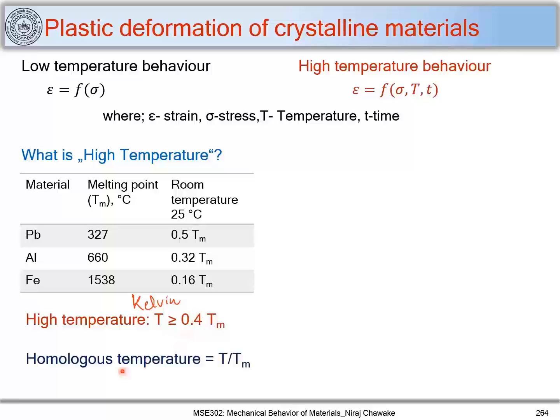And let me define another parameter, which is the homologous temperature. This homologous temperature is nothing but T upon Tm, which is the ratio of an operating temperature to the melting point. T is the operating temperature, and Tm is the melting point of an alloy or a metal. The ratio of it is called the homologous temperature.